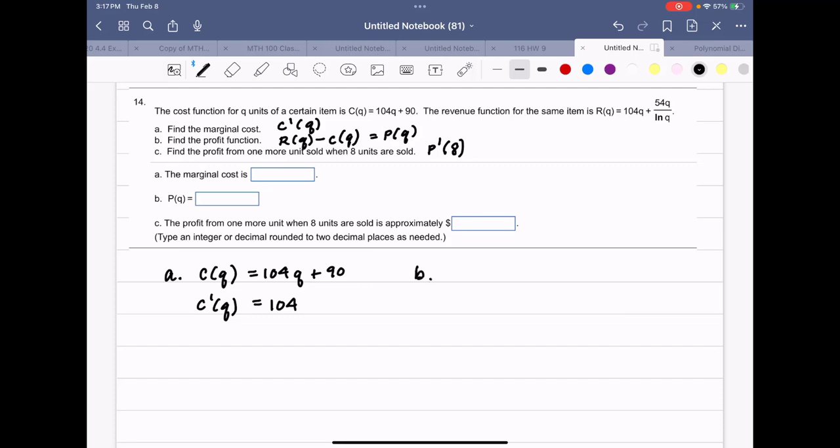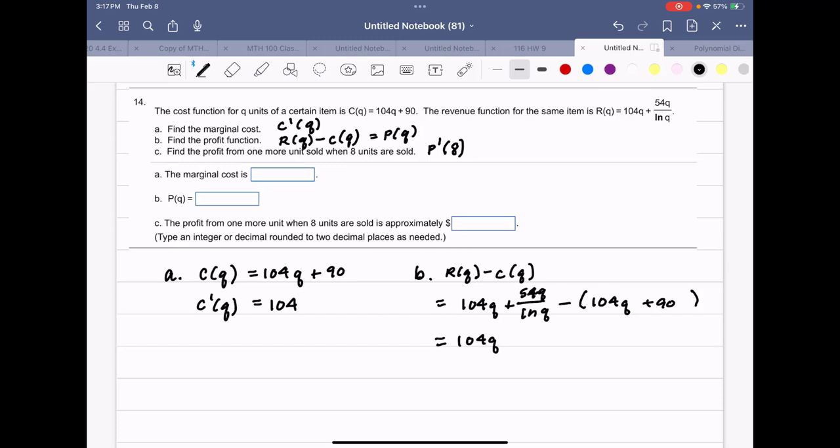B, find our profit function. Well, that's going to be our revenue minus our costs. And so that's going to be 104Q plus 54Q over the natural log of Q minus, and here's where you got to be careful, we're minusing the entire cost function. So you have to be sure you minus both parts.